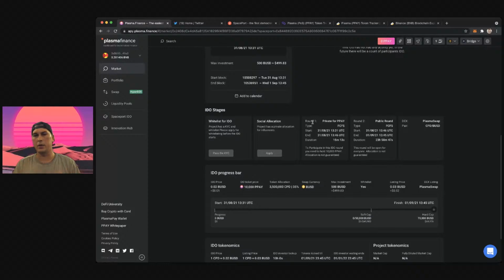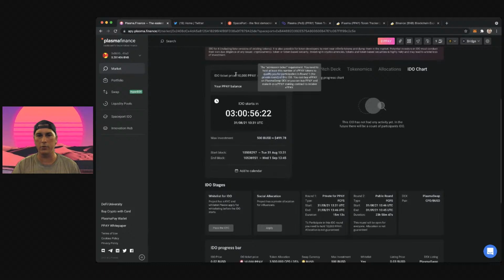So what about the rounds again? The first round is a priority round for the people who hold PPAY. It says here you need a ticket price of 10,000 PPAY. You need to hold them to participate in the first round and have this priority to buy the coin. Also, this round is first come, first served. That means whoever is first takes the allocation, and whoever is last may not get anything.